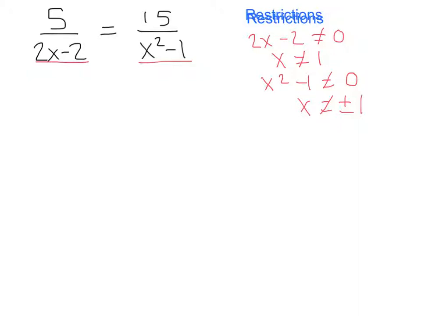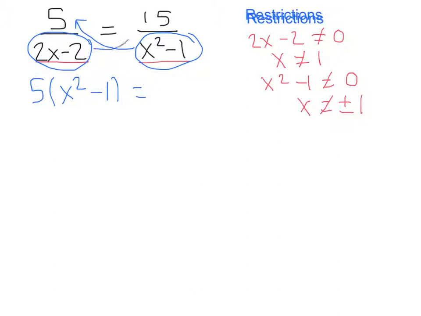The first step to solving these types, where we have one fraction on one side of the equation and another fraction on the other, is to cross multiply. So you're going to take this denominator and multiply 5 by x squared minus 1. And then you're going to take the other denominator, 2x minus 2, and multiply it by the other numerator, so 5 times 2x minus 2. And now we are going to distribute on both sides.